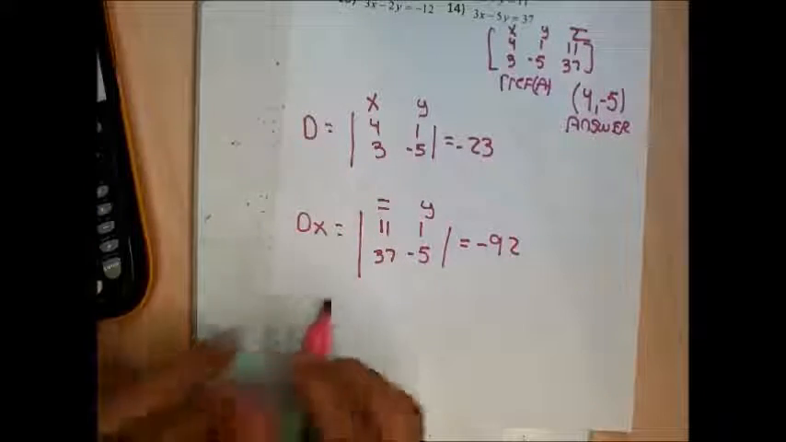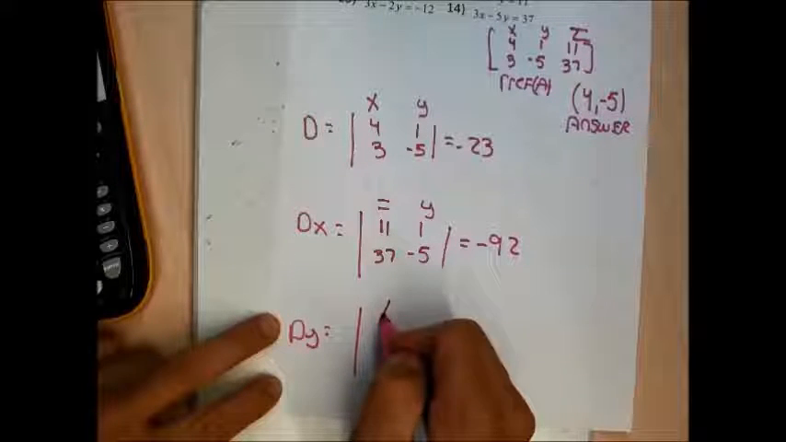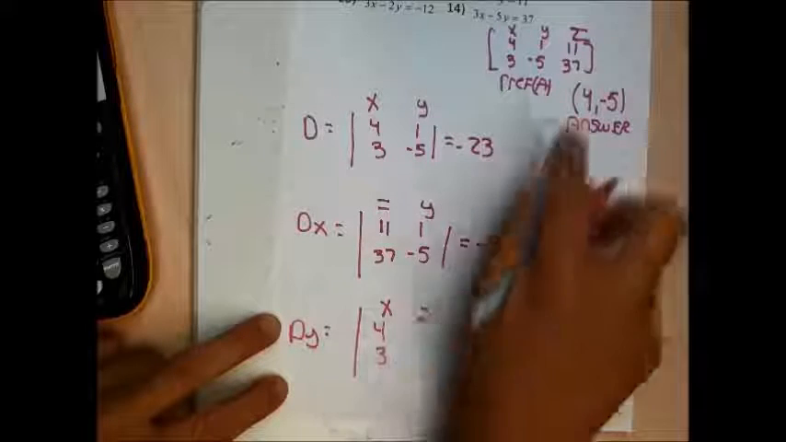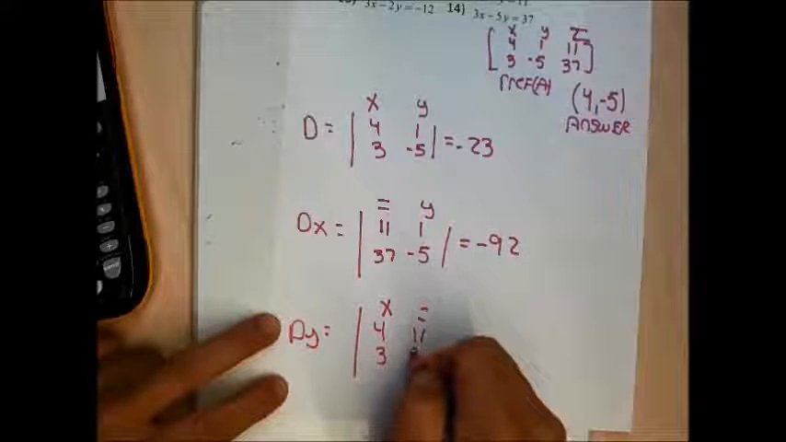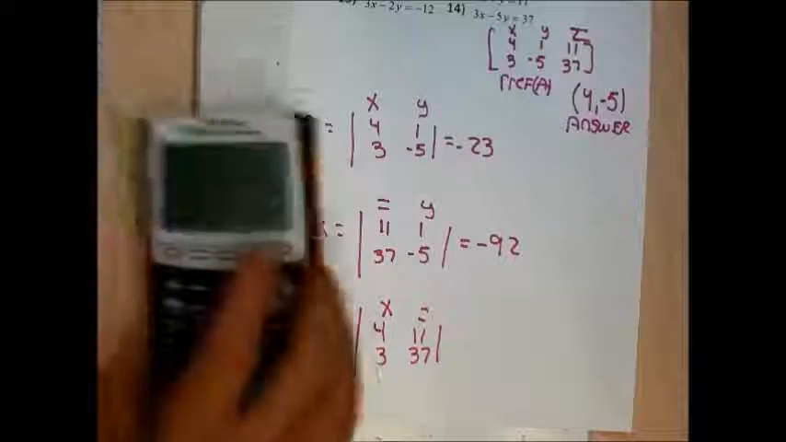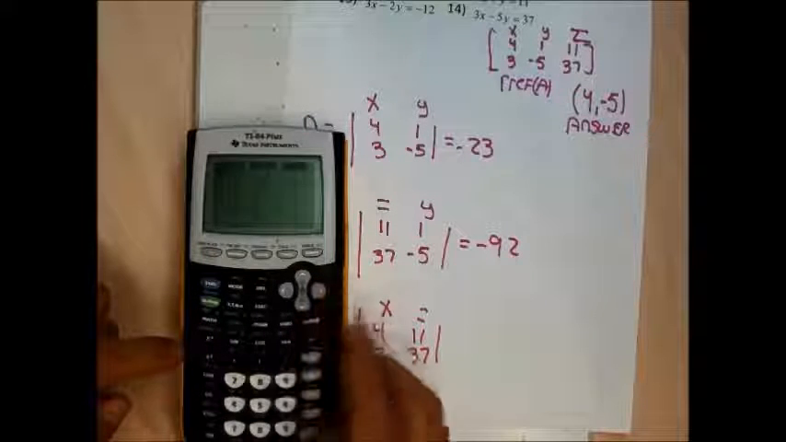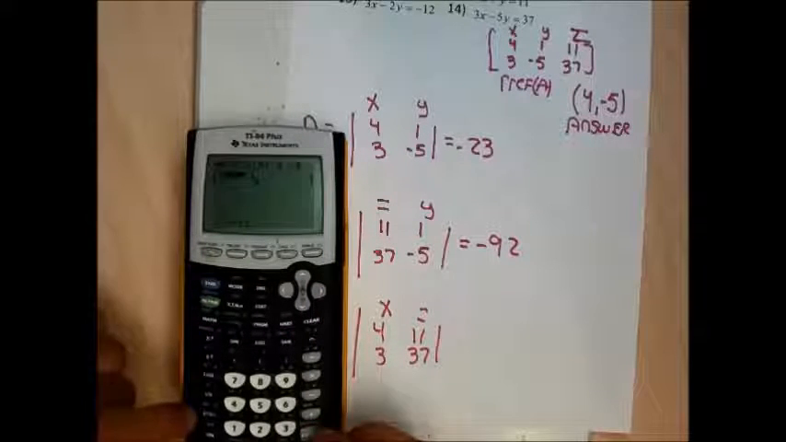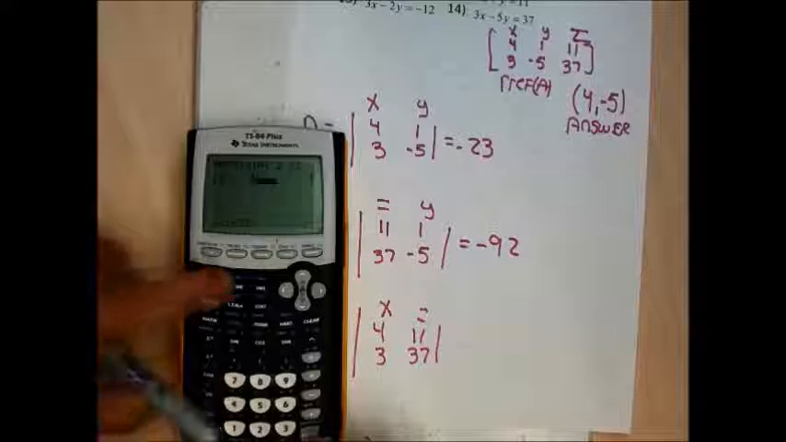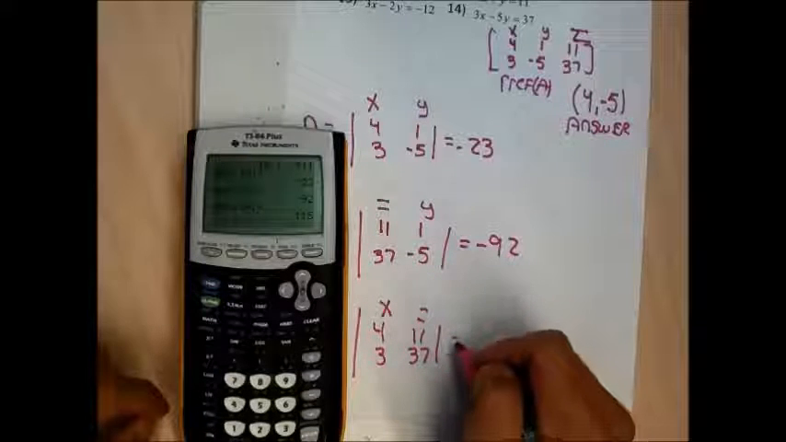Last determinant I need is D sub y. D sub y has the numbers from the x column, which are 4 and 3. Then the numbers from the equal column, which are 11 and 37. I'm going to find out that determinant by doing that on my calculator. So second matrix, edit, and enter 4, 11, 3, 37, second quit, second enter, and that D sub y is 115.